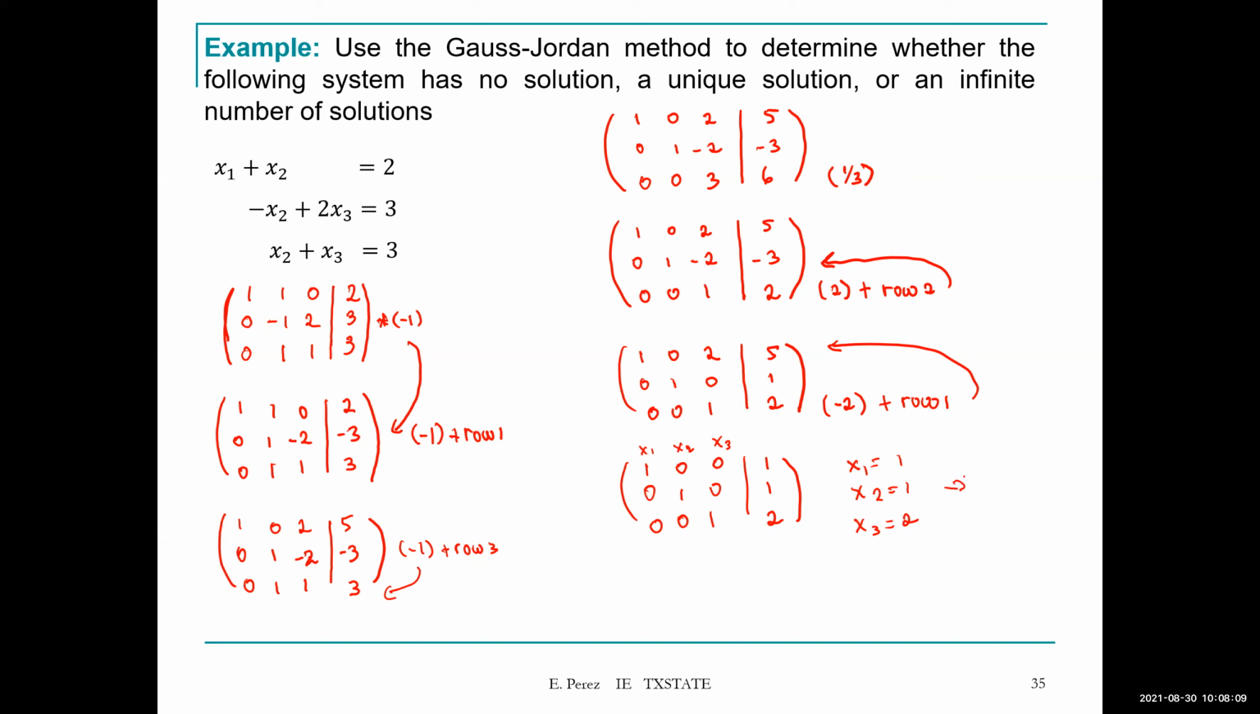What type of solution? It's a unique solution, correct. So make sure that you state that in your solution. This is a unique solution. Questions? If you did it following a different order of elementary row operations, you should be able to get the same solution. If not, check your solution because we have a unique solution for this problem.